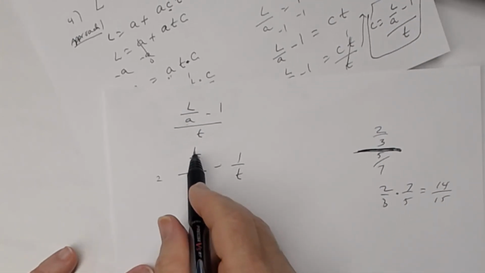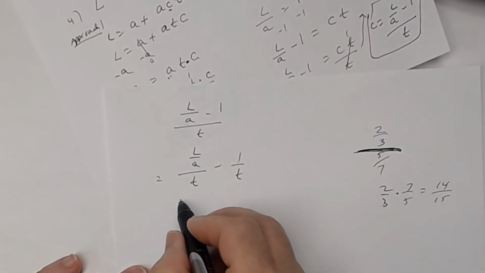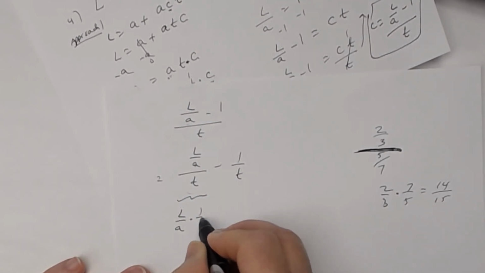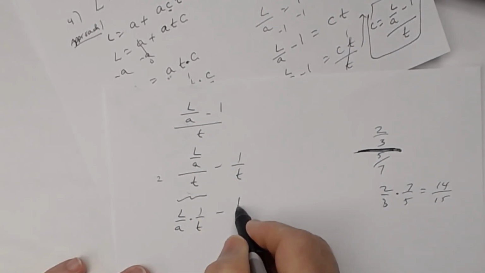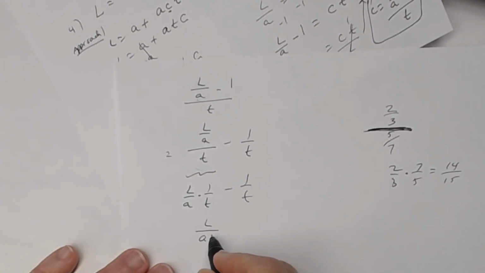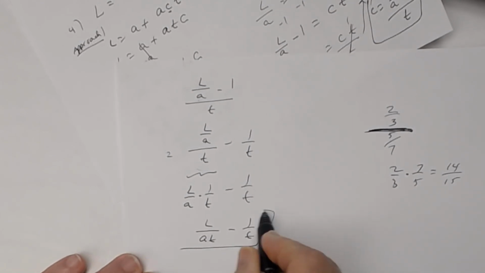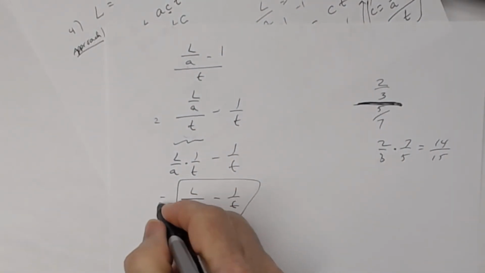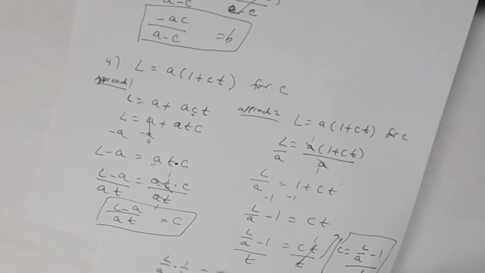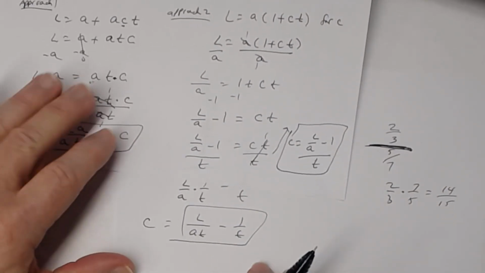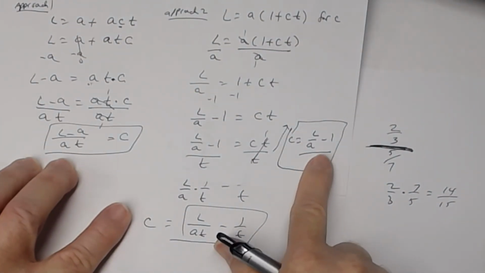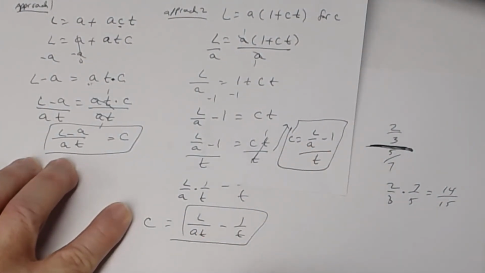Same idea here. You have L divided by a, divided by t. So that means the same thing as L divided by a times the reciprocal of t, which is 1 over t, and then subtract 1 over t. And so then I get L times 1 is L, and the denominator is at minus 1 divided by t. And then you can leave it like this. That would be c. There are multiple ways you can keep going with this, and at some point you can make this look like this. Notice this looks a little bit better than that.